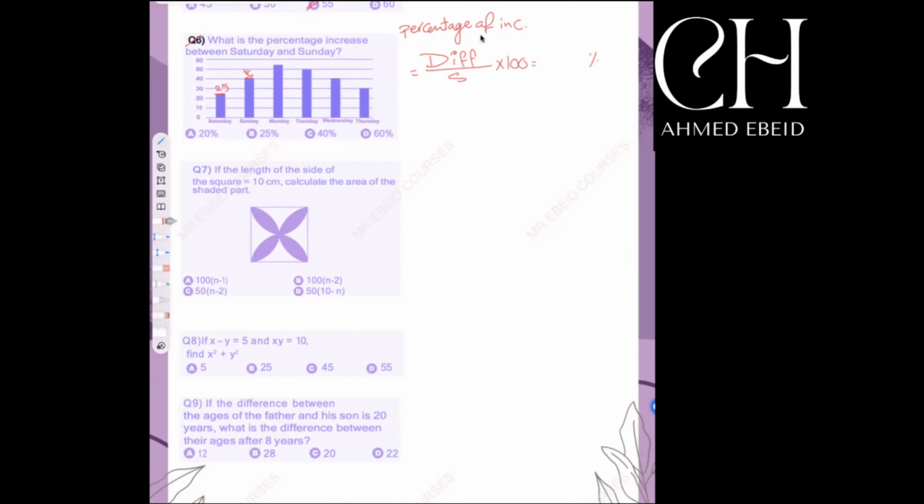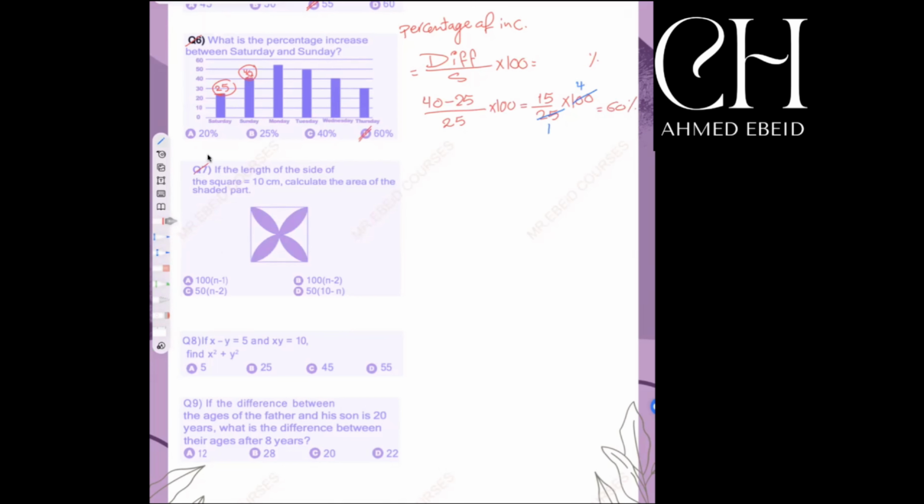This is to find the percentage of increase, and we can also use it to find the percentage of profit. Difference over the smaller times 100. So the difference is between 40 and 25. Write down 40 minus 25 over the smaller number, which is 25, times 100. So 40 minus 25 is 15 over 25 times 100. Then simplify. Dividing 25 gives 1 in the denominator, and dividing 100 by 25 gives 4 in the numerator. So the answer is 15 times 4, which equals 60%. So it's D.